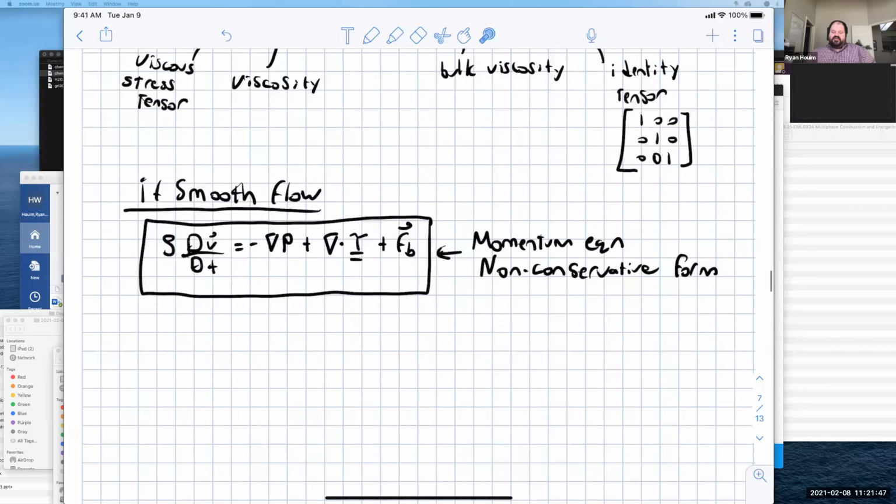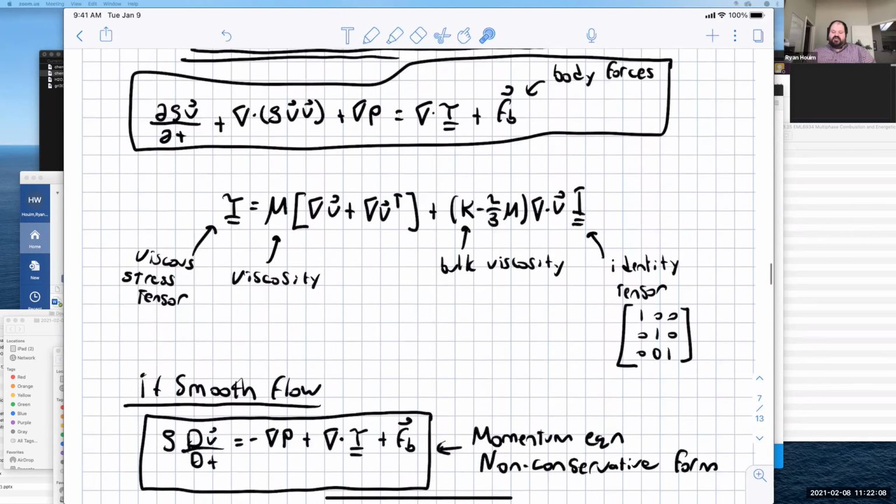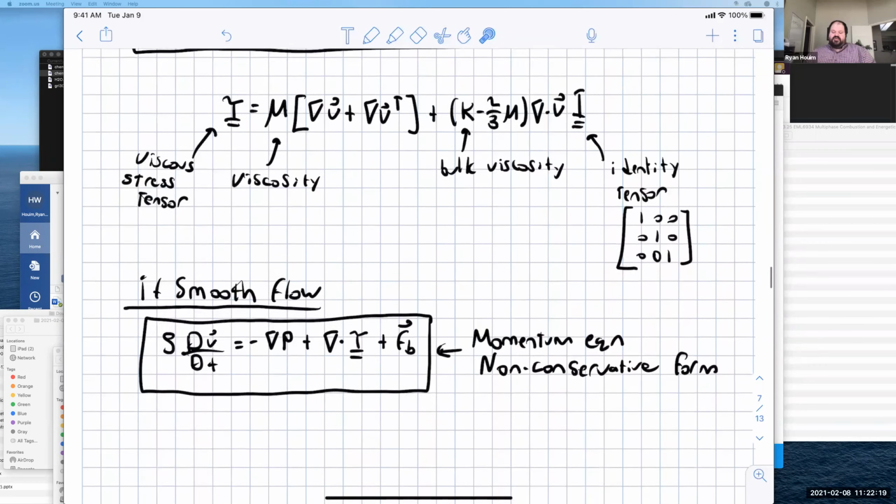Again, if the flow is smooth, you can do the same trick with the product rule, and you wind up with this, which again is the more common form. You see it written in books, but in our CFD codes, we actually solve it in this form here because it is strictly conservative, and you need that property to maintain good shocks and things like that.